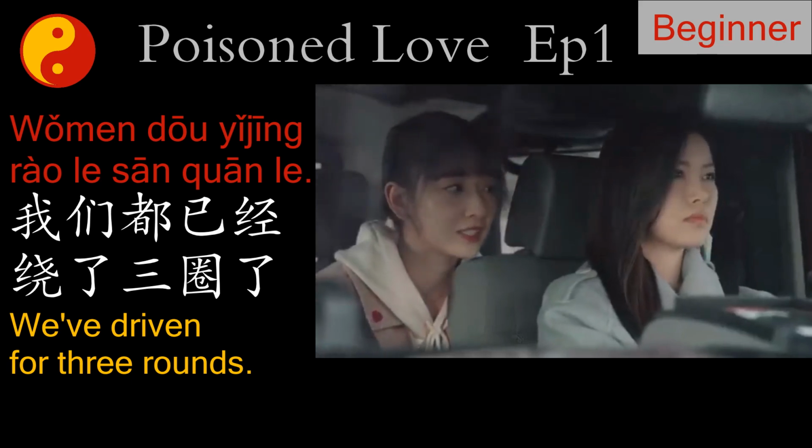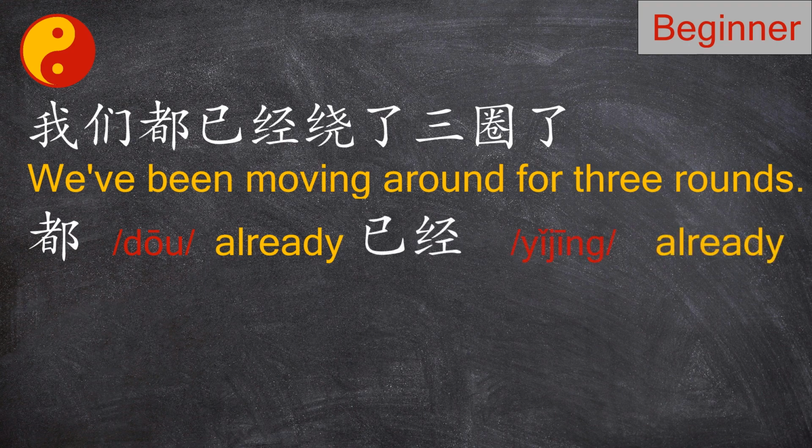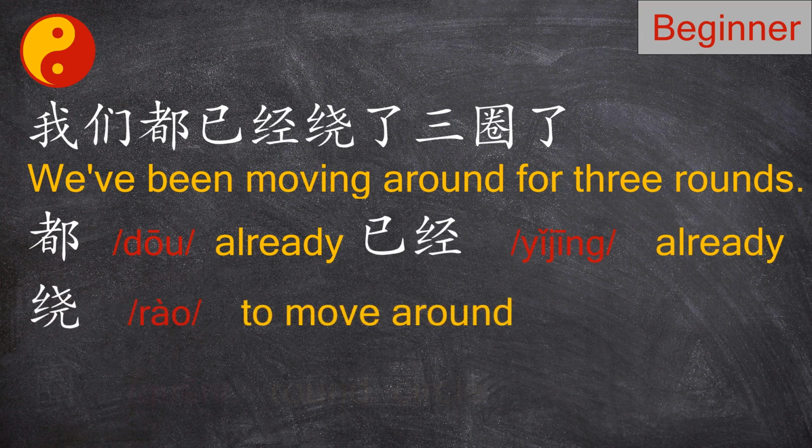我们都已经绕了3圈了。We've been moving around for 3 rounds. 都 means already. 已经 also means already. 绕 to move around. 圈 round, circle.